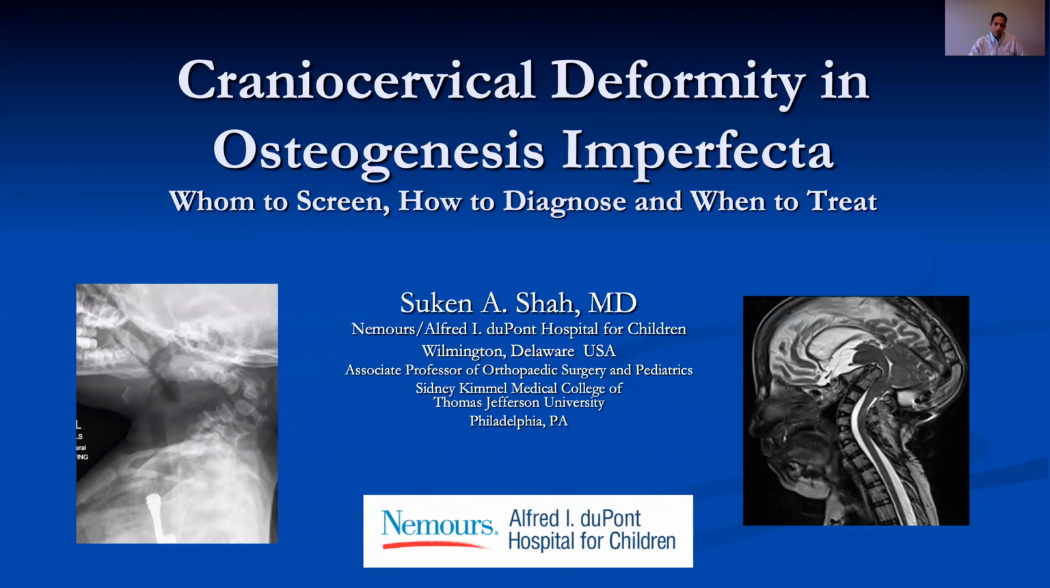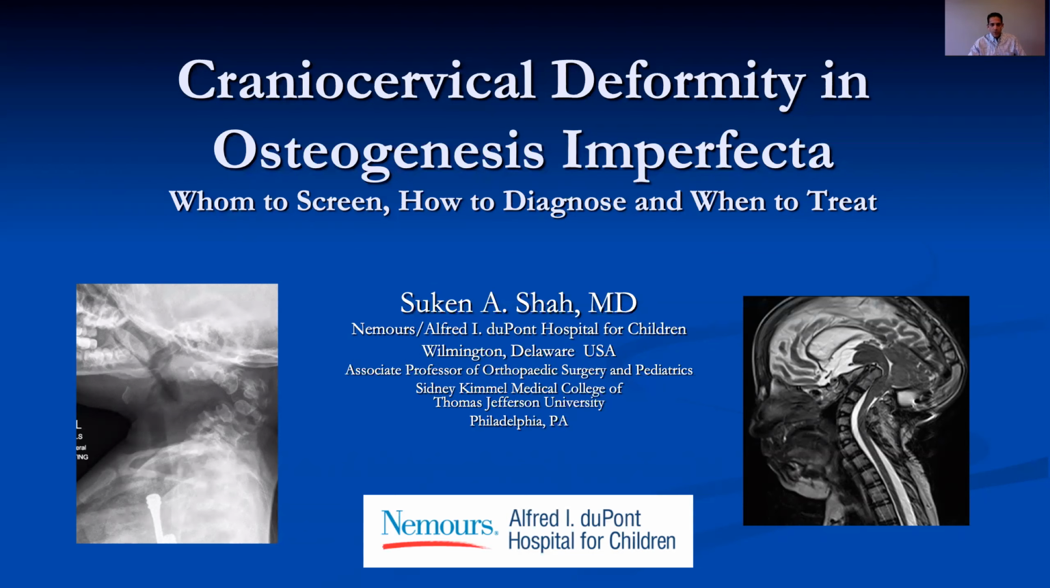Well, I was tasked with talking about osteogenesis imperfecta, specifically a spine problem that results in the upper cervical spine and brainstem area called basilar invagination. And you can see on the MRI scan on the right that these problems can become quite severe when the head settles on the cervical spine and causes problems with the base of the brain and upper spinal cord.